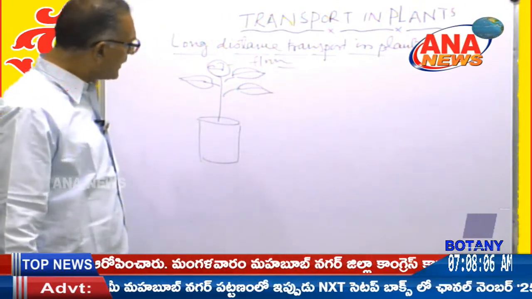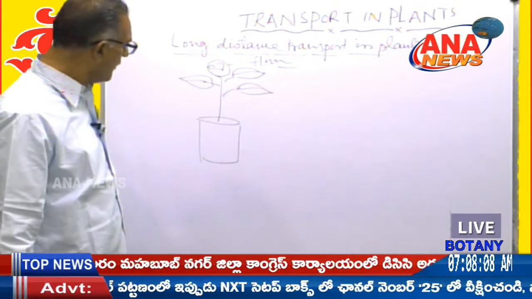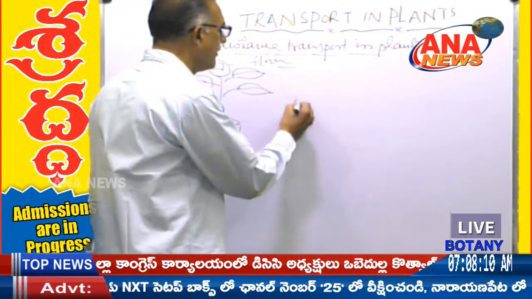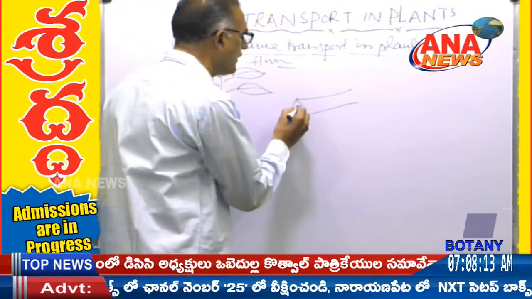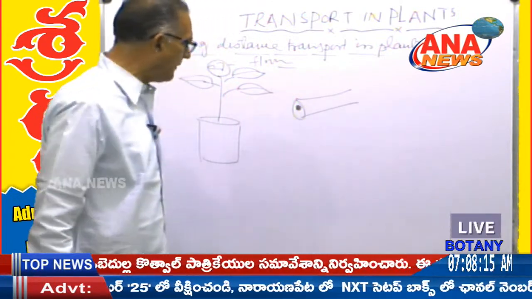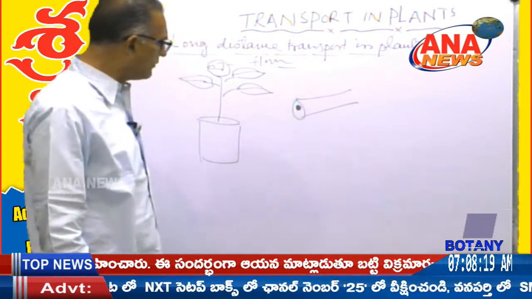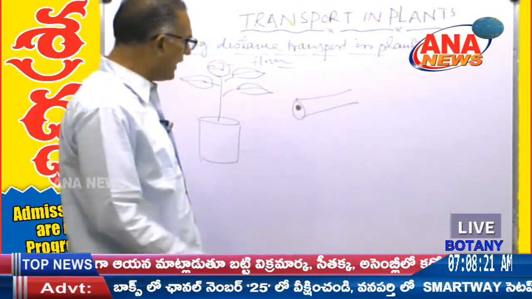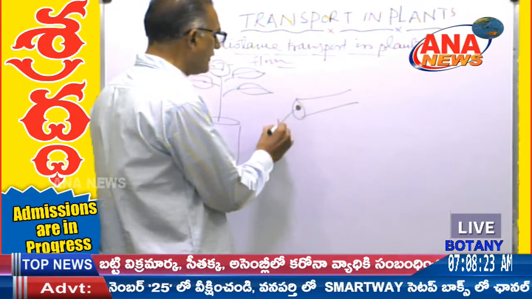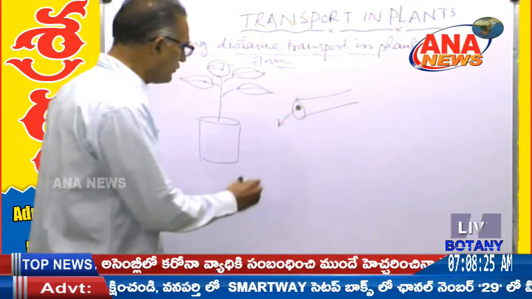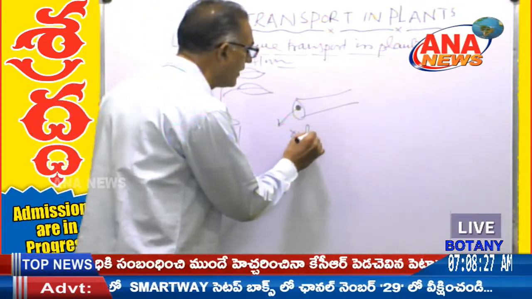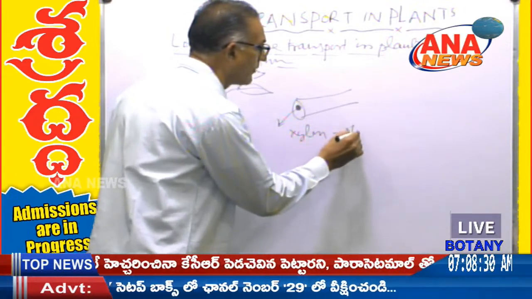If we examine the cut end of the stem, we will find the region where the substances are transported. The transporting region is the vascular tissue, that is, xylem and phloem.